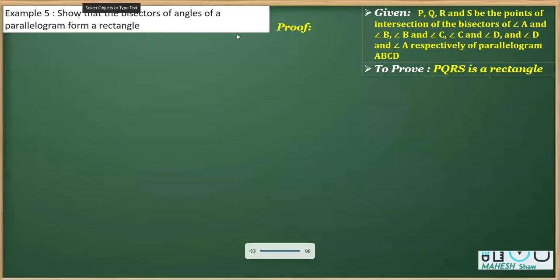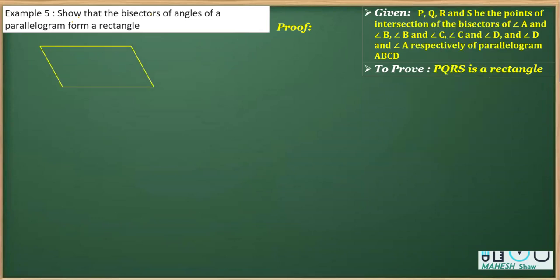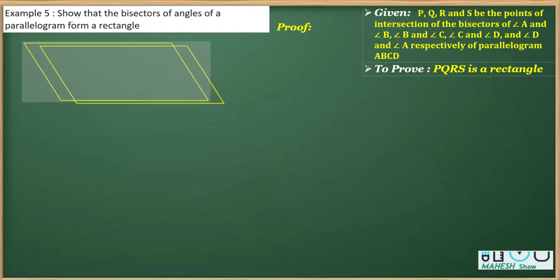In this video, I'm going to solve example 5 from the textbook based on the chapter Quadrilaterals. What we have to show is that the bisectors of the angles of a parallelogram form a rectangle. That means, let's say first we draw a figure that is a parallelogram. Let's have drawn this parallelogram.